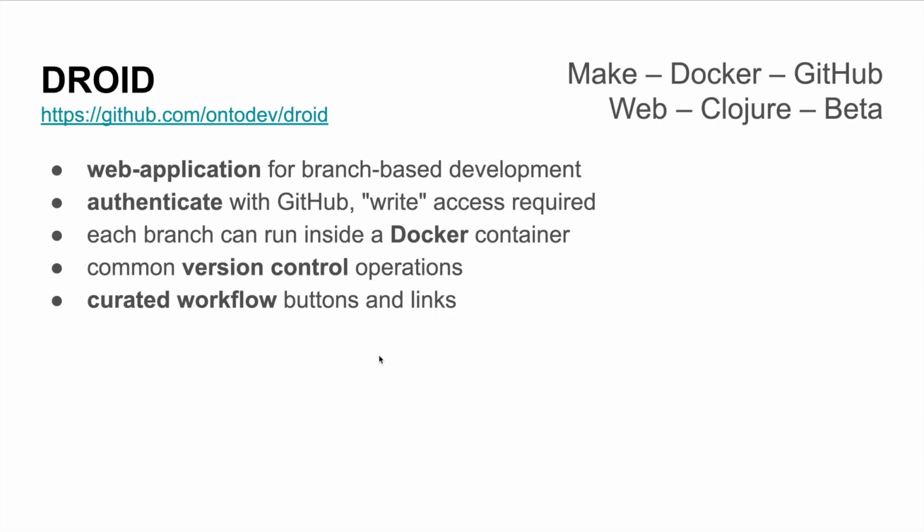Now, those tools that I showed you are primarily used to run locally, but Droid will let you package those tools up and run them on the web. And Droid is meant for trusted users who have GitHub write access to your repository, and then you can run individual branches inside a Docker container with the different software that you need, and it will present you with version control operations in a curated workflow, which is useful for people who might not like command line tools all the time.